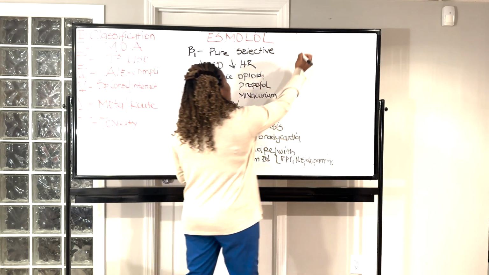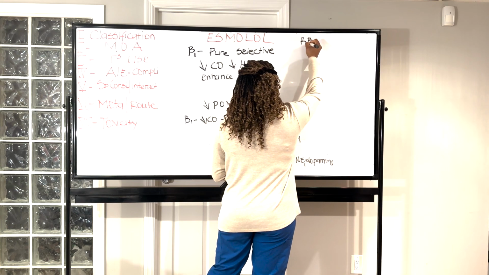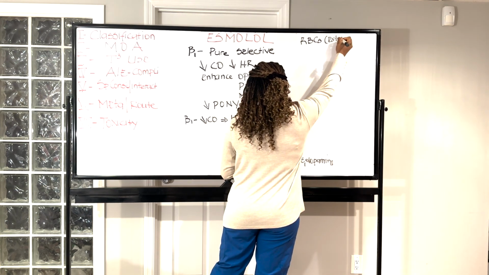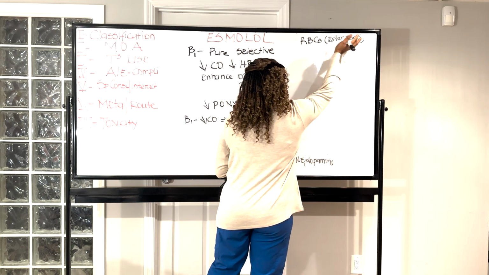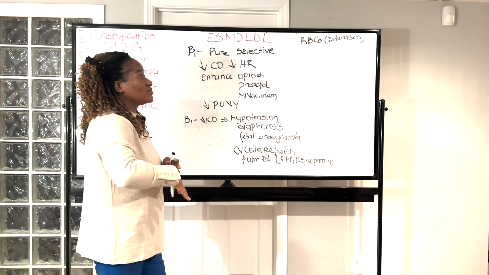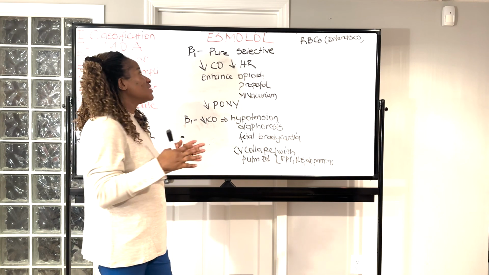So metabolism is going to happen in the red blood cells by the esterases, which are a group of enzymes in the cytoplasm of the red blood cells. So these esterases are going to metabolize Esmolol. No need of adjustment in renal or hepatic failure.